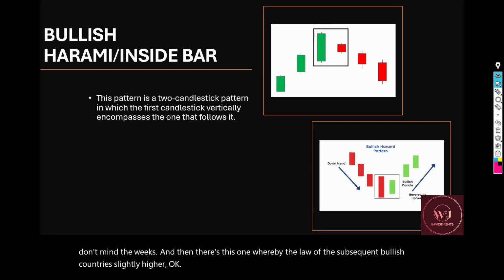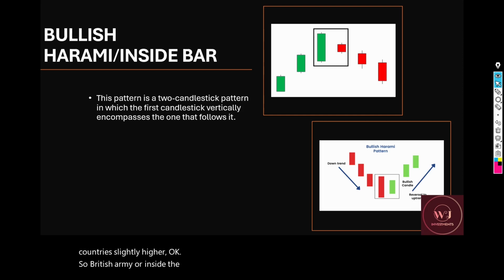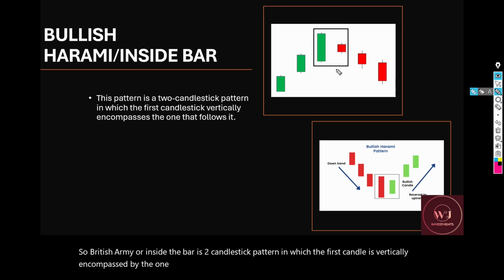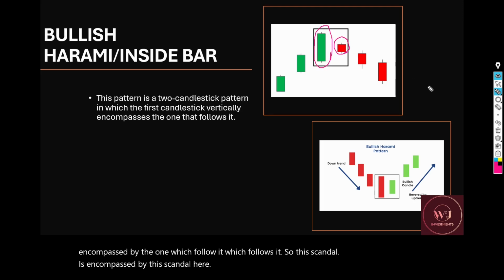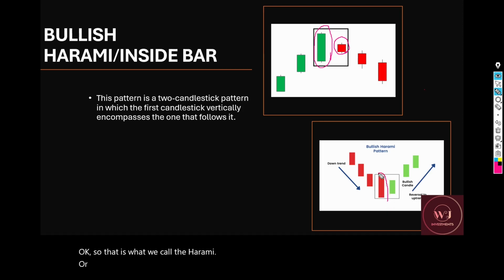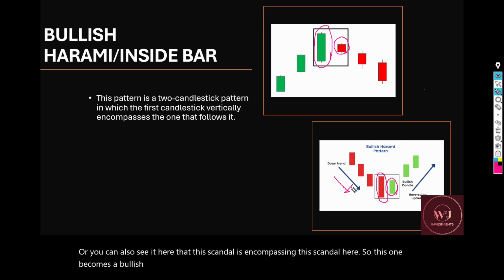So a bullish harami, or inside bar, is a two candlestick pattern in which the first candle is vertically encompassed by the one which follows it. So this candle is encompassed by this candle here. That is what we call the harami. Or you can also see it here that this candle is encompassing this candle here. So this one becomes bullish because it's occurring on a downtrend, and this one was occurring on an uptrend, so it becomes a bearish.